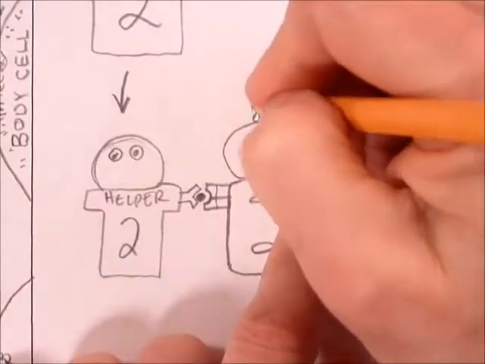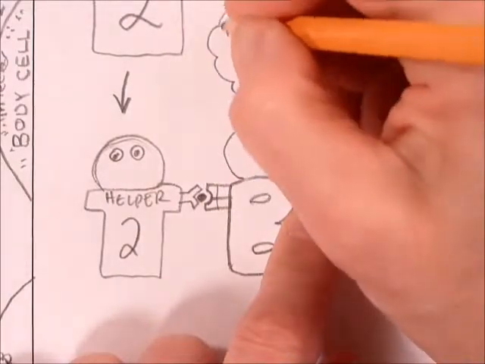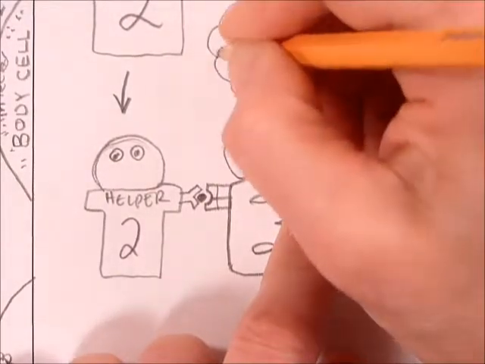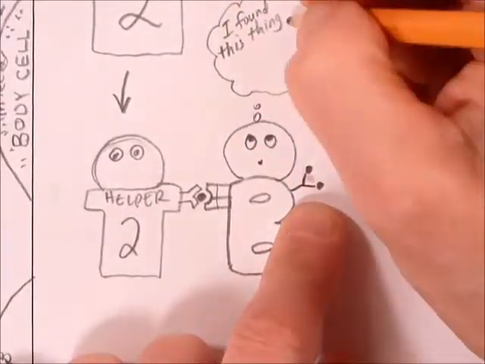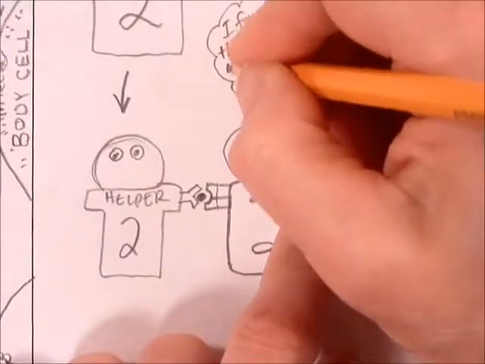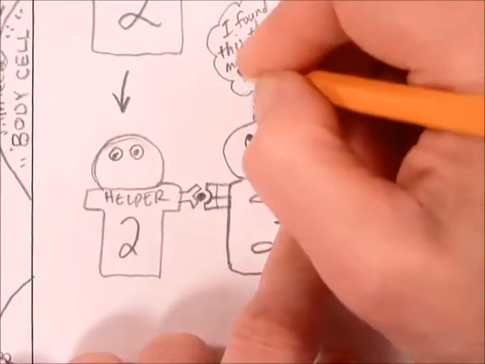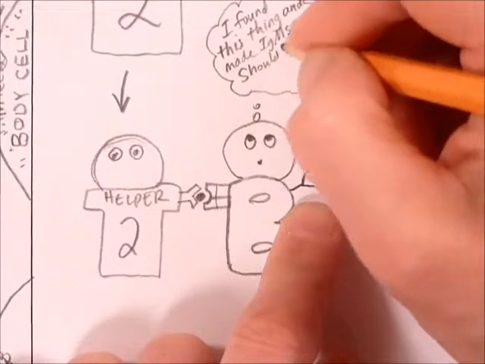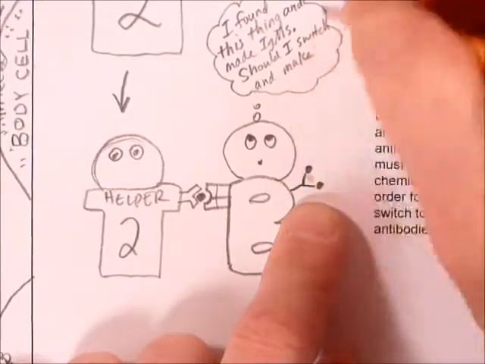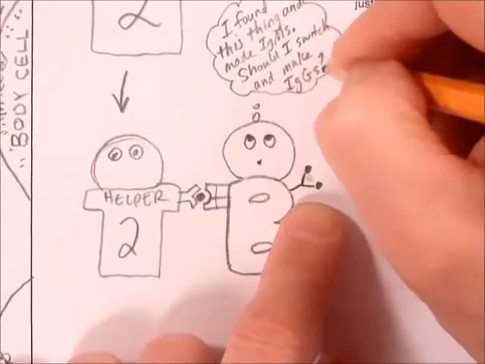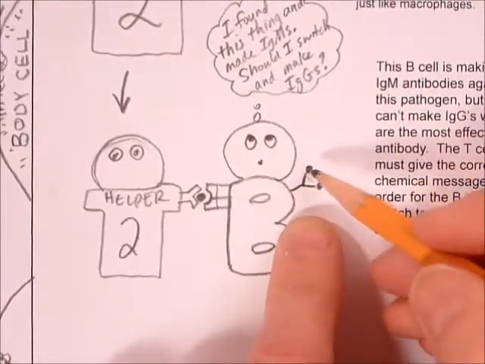And he is thinking in his thought bubble. Give him a really big thought bubble. And he's thinking, I found this thing and made IgMs. And his question is, should I switch and make IgGs? So he found this little piece of pathogen, and of course he processed it.